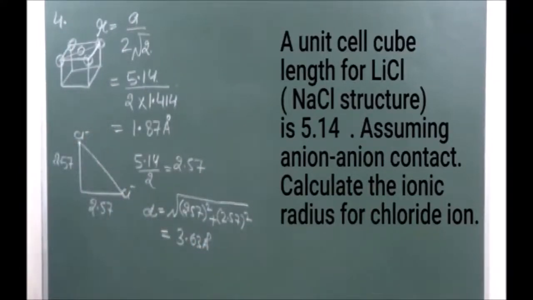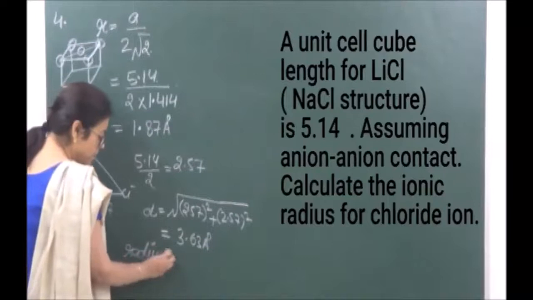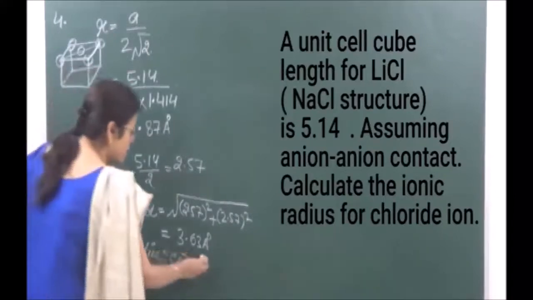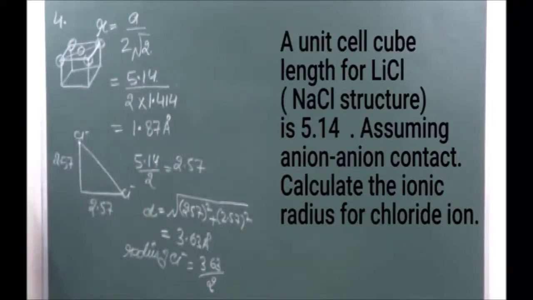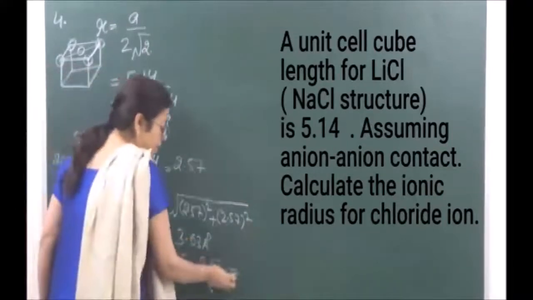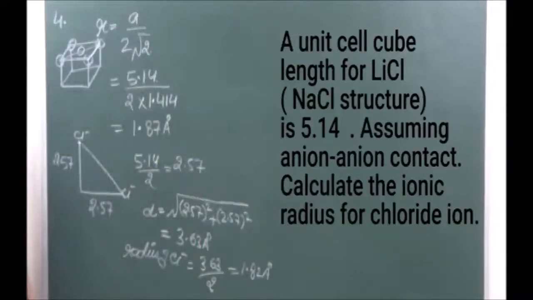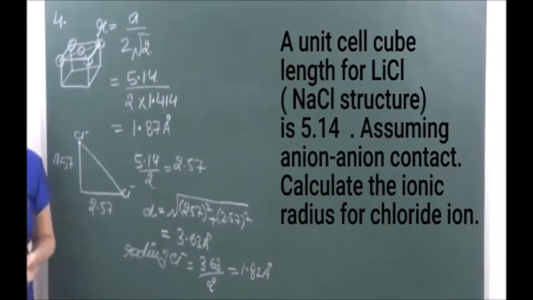So what is going to be the radius? The radius of Cl negative is going to be equal to 3.63 divided by 2, which is 1.82 angstrom. Clear? So the answer is almost coming to the same. So these are a few questions. Then we go on to our next topic today, packing efficiency.